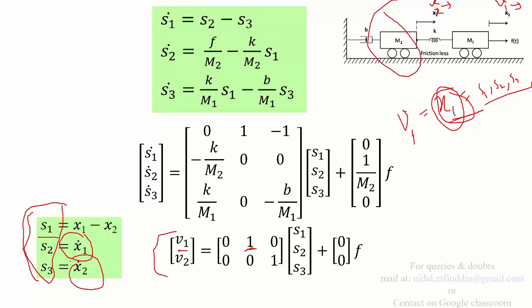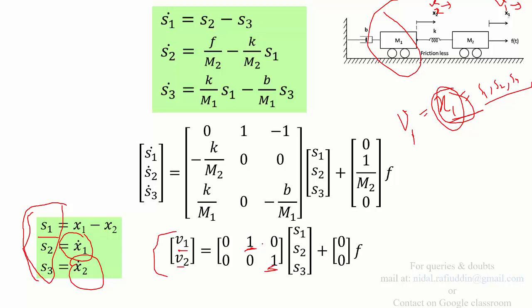So this is a limitation with this approach. If you are going to choose the minimum set of state variables, then you are bound not to choose displacement as output. So you are left with velocity to be chosen as output.